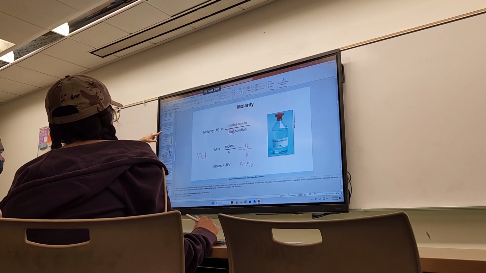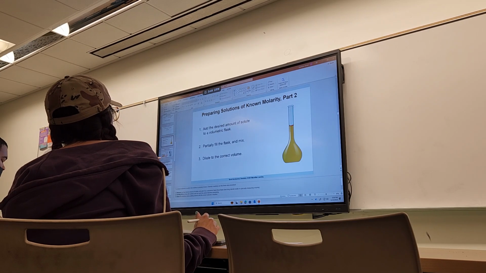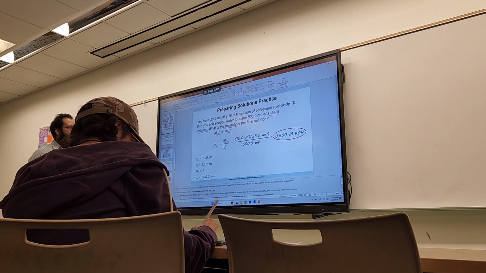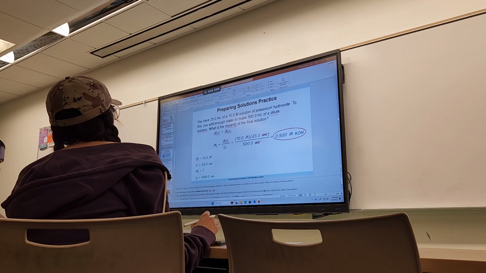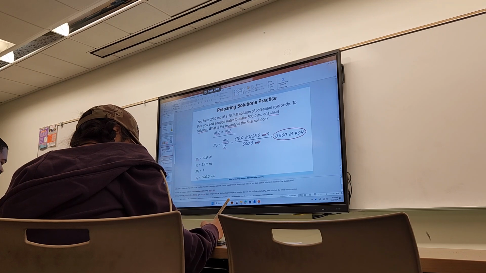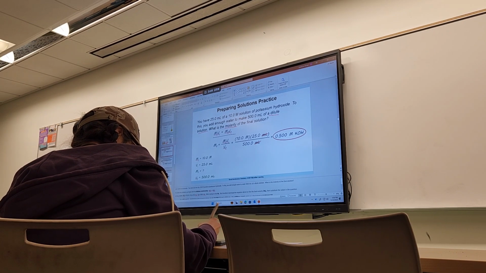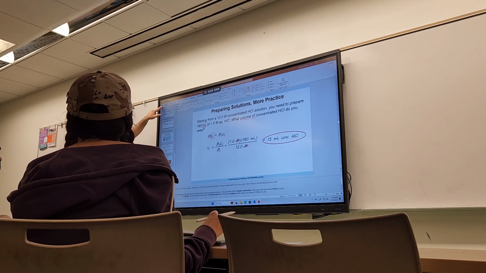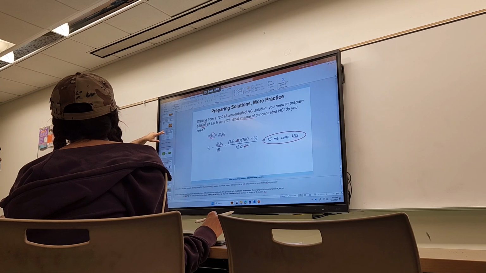So make sure you know how to calculate anything that is given to you. This is in terms of preparing a solution. So you should be able to tell me how much of a specific volume you have to use. In this case, if we are diluting something, as soon as you see the word dilution, you should remember this equation: M1 V1 equals M2 V2. That is for dilution.